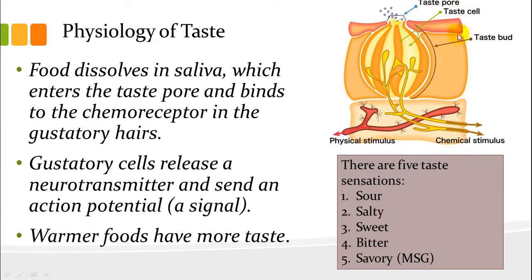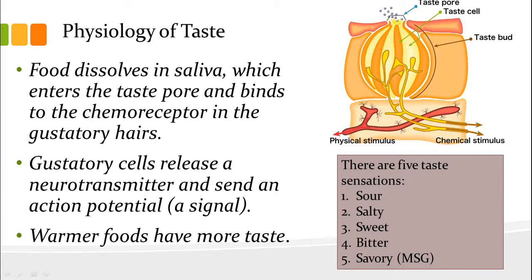So here's our taste bud again. Taste pore. The taste cells are down here. This whole thing is considered the bud. And then our chemical stimulus here. Okay. Look at there. It says physical stimulus. That means we can tell if something is hard or soft or whatever, like the texture of something. The texture of ice cream is creamy. The texture of like cottage cheese is kind of lumpy, that kind of thing.